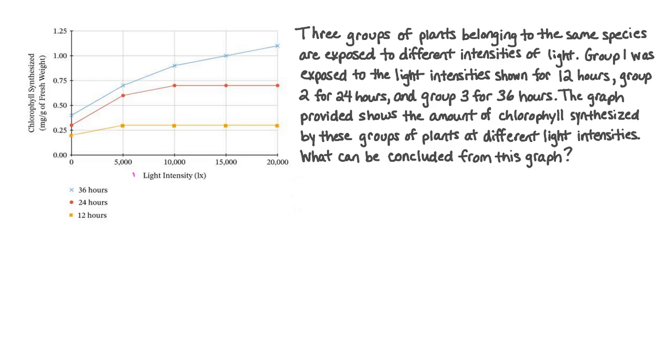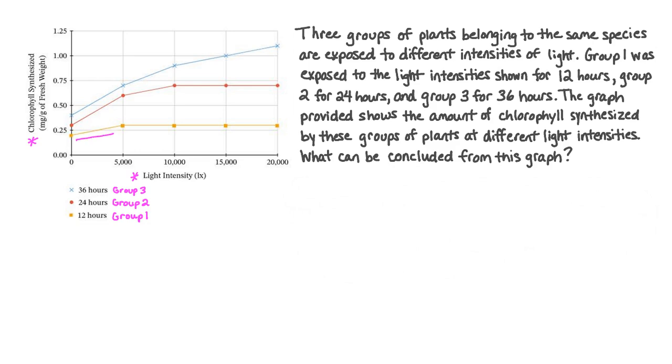The graph shows light intensity in lux on the x-axis and the amount of chlorophyll being synthesized by the plant in milligrams per gram on the y-axis. The 3 curves represent the 3 groups of plants that were exposed to different light intensities. Group 1 for 12 hours, Group 2 for 24 hours, and Group 3 for 36 hours.